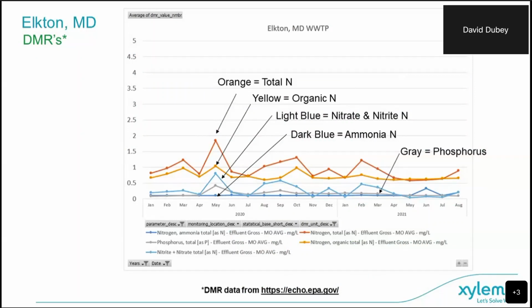In this system, our total nitrogen is the orange one here, and we're below 1.5 most of the time. We have a couple of excursions above 1.5 in one place, but over the course of a year and a half, most of the time it was below 1.5. And the phosphorus here is down around 0.2 the majority of the time or less.